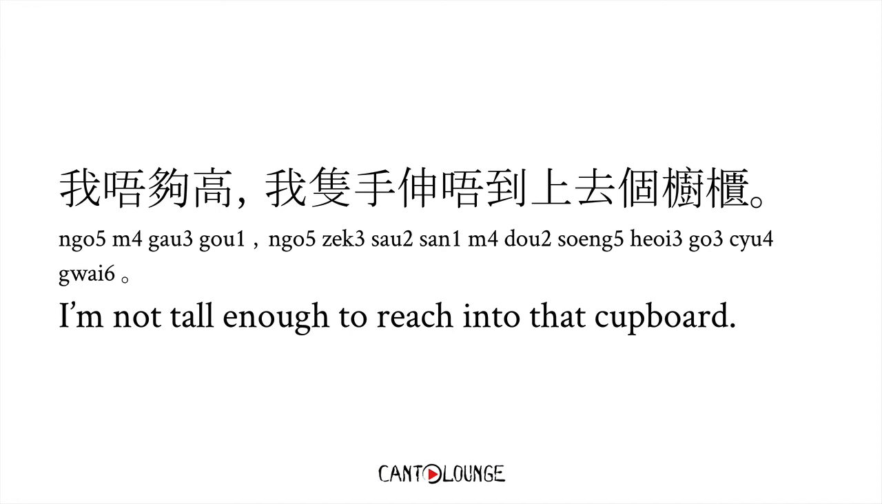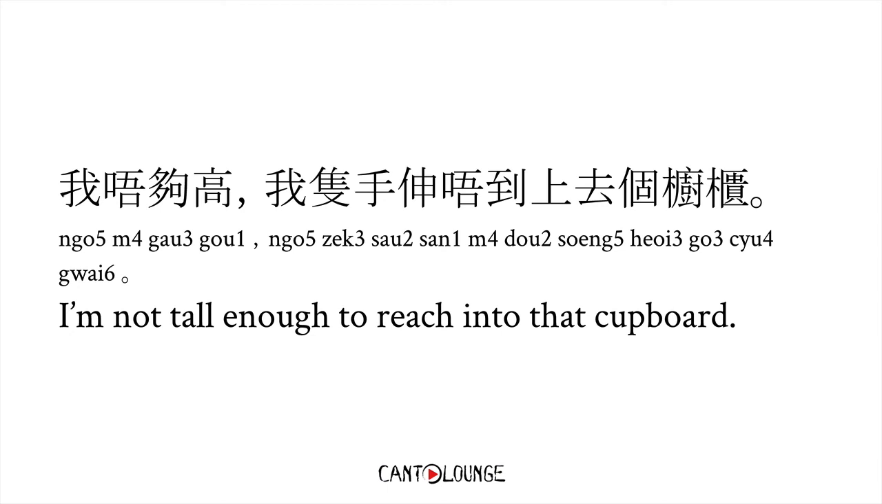So for example, you might say, I'm not tall enough. My hand can't reach into the cupboard. So I'm not tall enough, comma, 我唔夠高. My hand, 我隻手, can't reach into, 伸唔到, into the cupboard, 上去個櫥櫃, right? Fairly consistent word order. Just split the sentence into two parts in Cantonese.